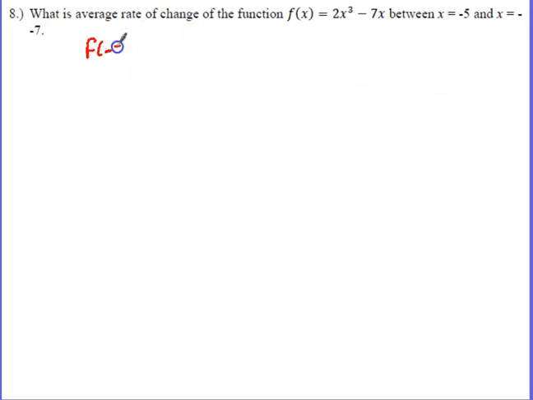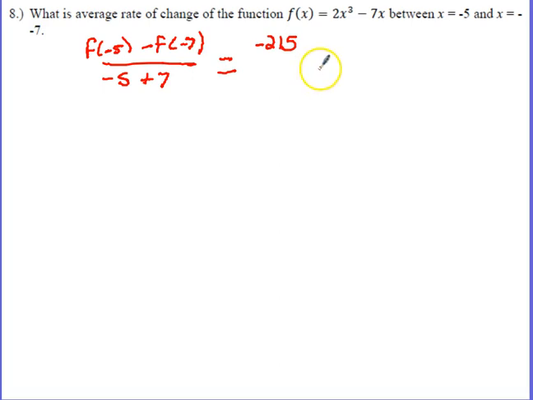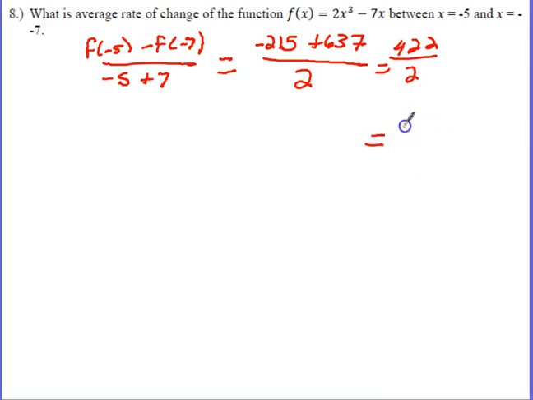So it'll be f of negative 5 minus f of negative 7 over negative 5 minus negative 7, so that's going to turn to a positive 7. So when I plug in negative 5, I get negative 215. And when I plug in negative 7, I get plus 637 over, and now this gives me 2. So this is going to be 422 when we combine those over 2, which gives us an average rate of change of 211.